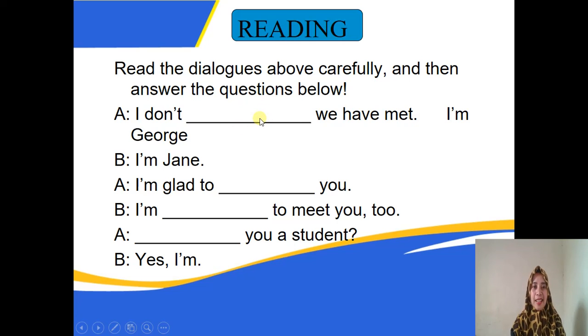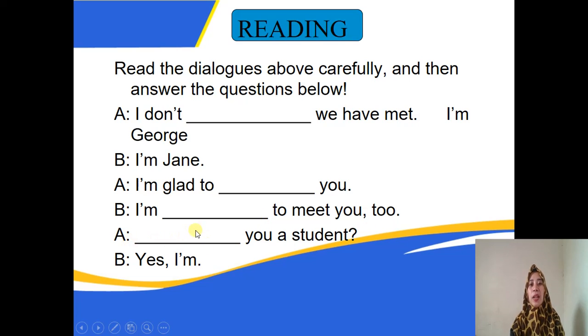C. I don't think we have made. I'm George. B. I'm Jane. I'm glad to thank you. What is the answer? C. I am glad to see you. Okay, that's good. B. I am planning to meet you too. What is the answer? Yes, I'm glad to meet you too. Good.